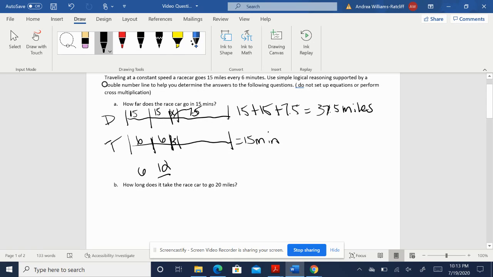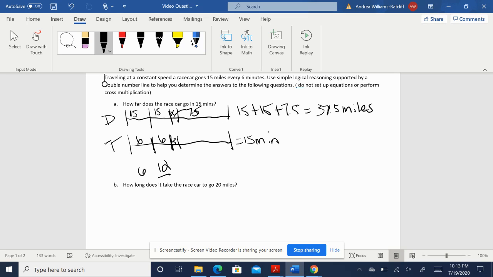So there's my double number line. I'm using a number line to represent each one of the concepts I'm looking at. Notice that I'm matching them up. Again, I know my drawing is not perfect, but what I'm trying to make clear here is that for every 15 miles I cover in distance, 6 minutes has gone by.